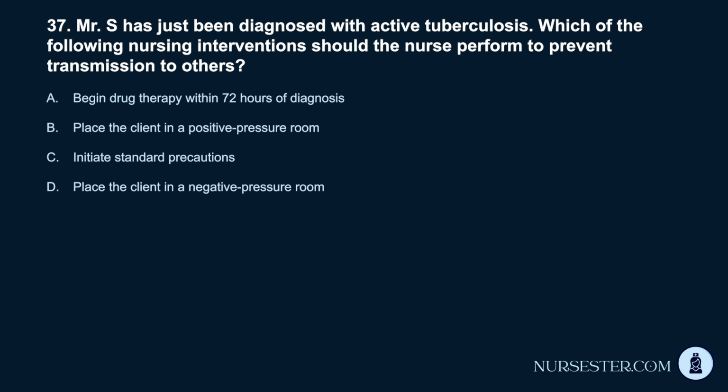37. Mr. S has just been diagnosed with active tuberculosis. Which of the following nursing interventions should the nurse perform to prevent transmission to others? A. Begin drug therapy within 72 hours of diagnosis. B. Place the client in a positive pressure room. C. Initiate standard precautions. D. Place the client in a negative pressure room. Correct answer, D. Place the client in a negative pressure room.